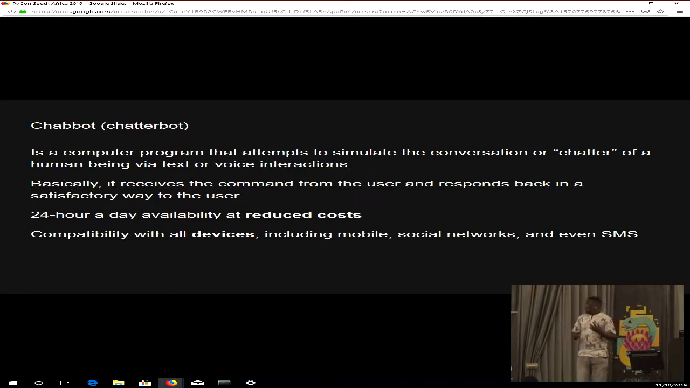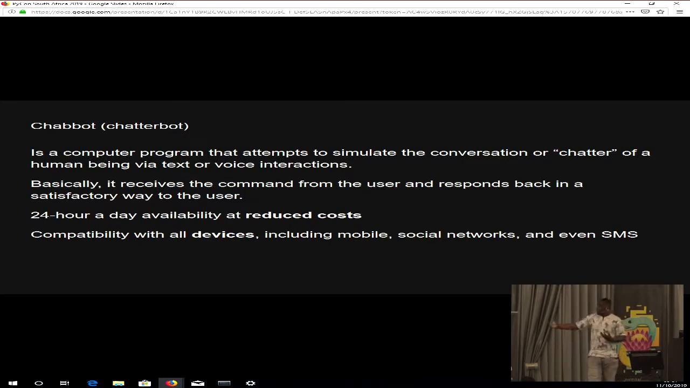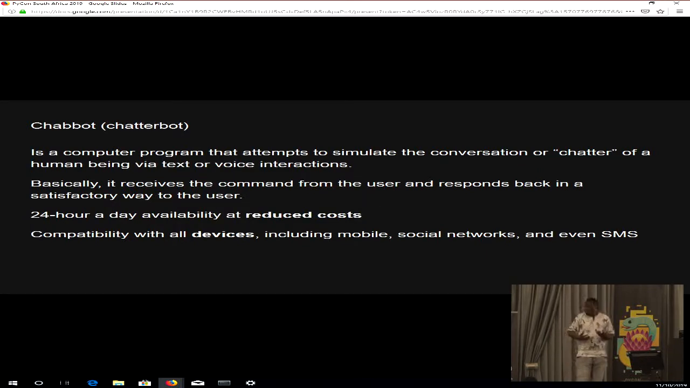It's something that assists people to get more information in the shortest time, meaning you don't need to hassle waiting for information from people or from the business that you want. So that's the basic reason for the chatbot, or the design of the chatbot. The second one says receive the command from the user and respond back in a satisfactory way to the user. That's the main idea behind it, to convince the person, client or user. So the user asks for the information that he or she wants, then the chatbot responds in a satisfiable manner.